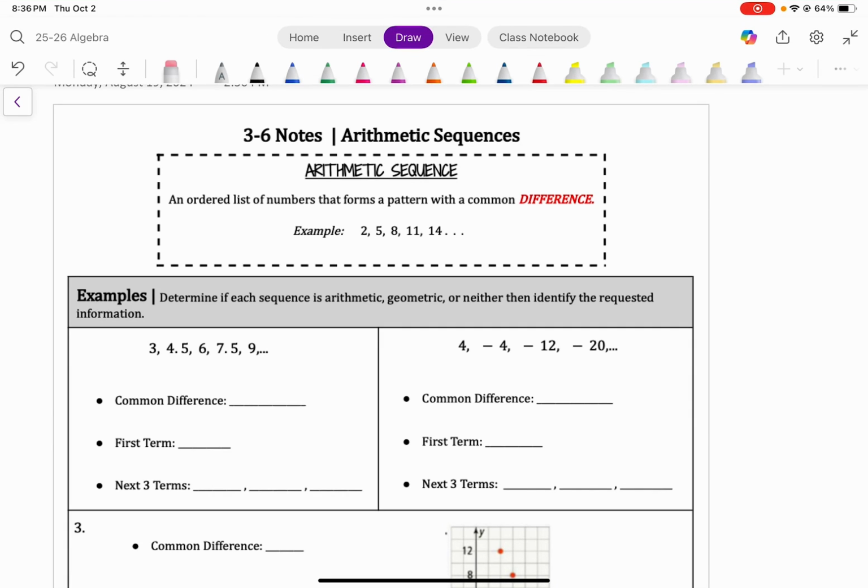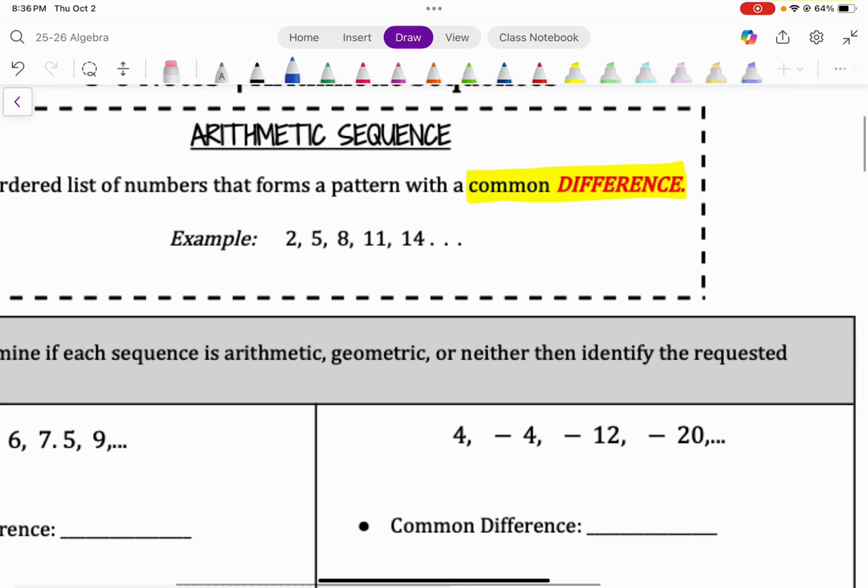These are algebra notes for section 3-6, arithmetic sequences. So an arithmetic sequence is an ordered list of numbers that forms a pattern with a common difference. Later in the year, we're going to learn about geometric sequences, and those will have a common ratio. When we have a common difference, we are using addition or subtraction to get to the next term.